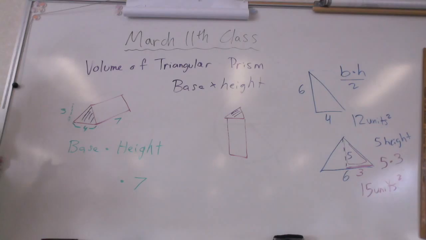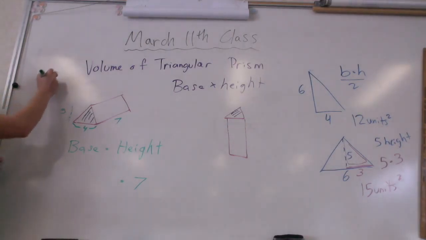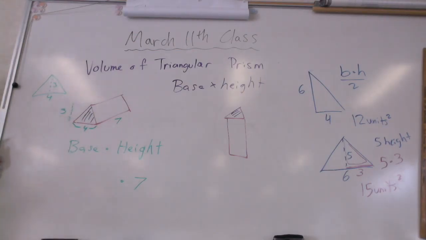Okay, so we just learned how to find the base over there, right? So if it's a right triangle, then it's base times height divided by 2. But if it's a triangle like this one, right? We found it on the bottom. It's base times height. That's it. Right, so you always have to look at what kind of triangle it is.